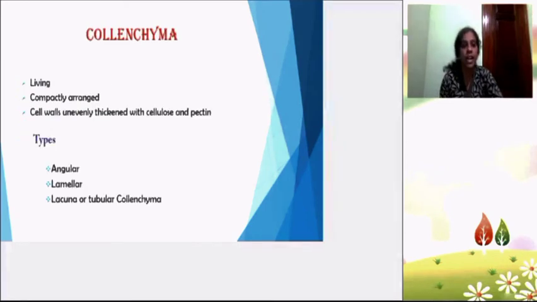Collenchyma. These collenchyma cells are living cells and they are compactly arranged. The cell wall of collenchyma cells will be unevenly thickened and the thickenings will be made up of cellulose and pectin. Based on the thickenings present in the collenchyma cells, they are classified into three types: angular collenchyma, lamellar collenchyma, and lacunar or tubular collenchyma.